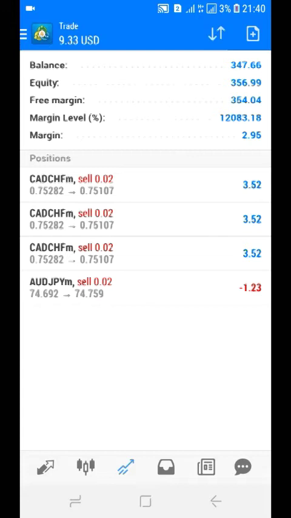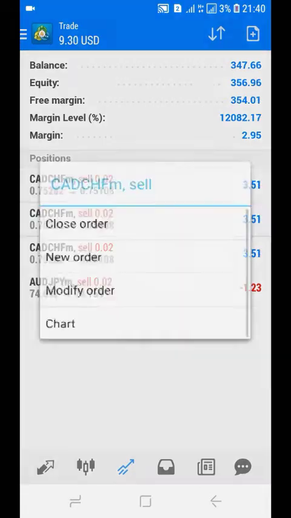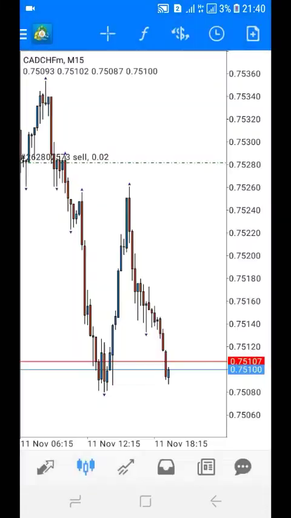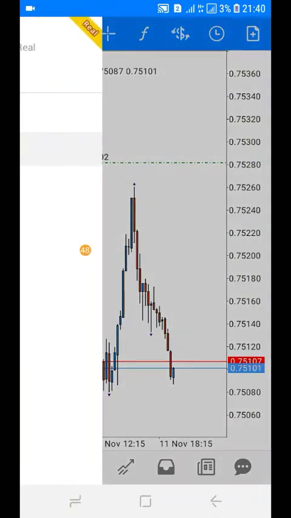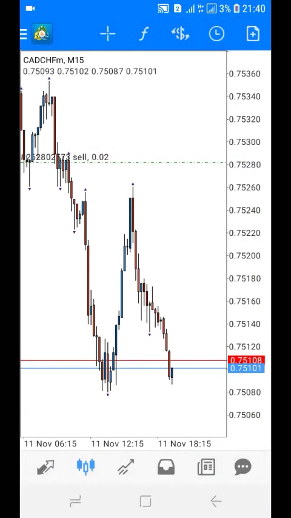As you can see, I'm on a trade right now. For now, let's focus on CAD CHF. I'm on a trade, and I also gave this signal in the premium group. For now, we're just waiting for a nice perfect signal.